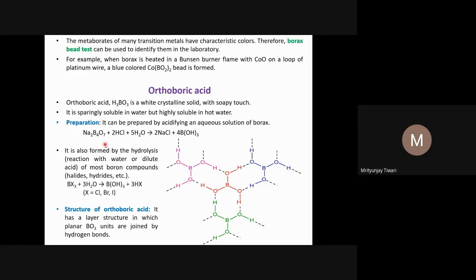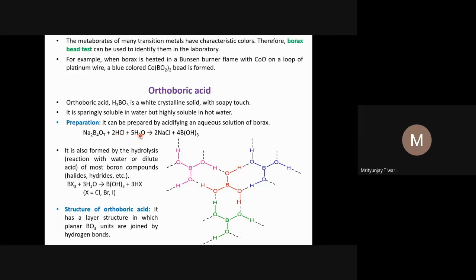borax. Borax we know is Na2B4O7·10H2O, and if you use a dilute acid to acidify the aqueous solution, Na2B4O7·10H2O plus 2HCl plus 5H2O gives four molecules of orthoboric acid, B(OH)3, as I said, or you can write H3BO3, and two molecules of NaCl will also be formed. So this Na and this Cl will go here, and this H and this is H2O.